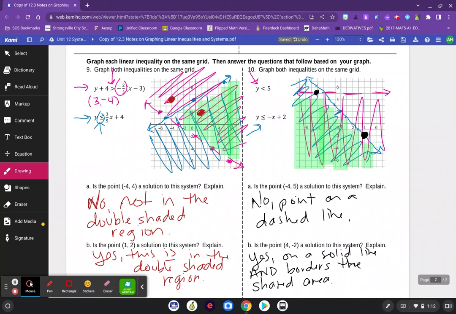So you have an assignment to complete per your teacher to practice this in Delta Math. And so use these notes to help you. And if you have questions, let your teacher know.